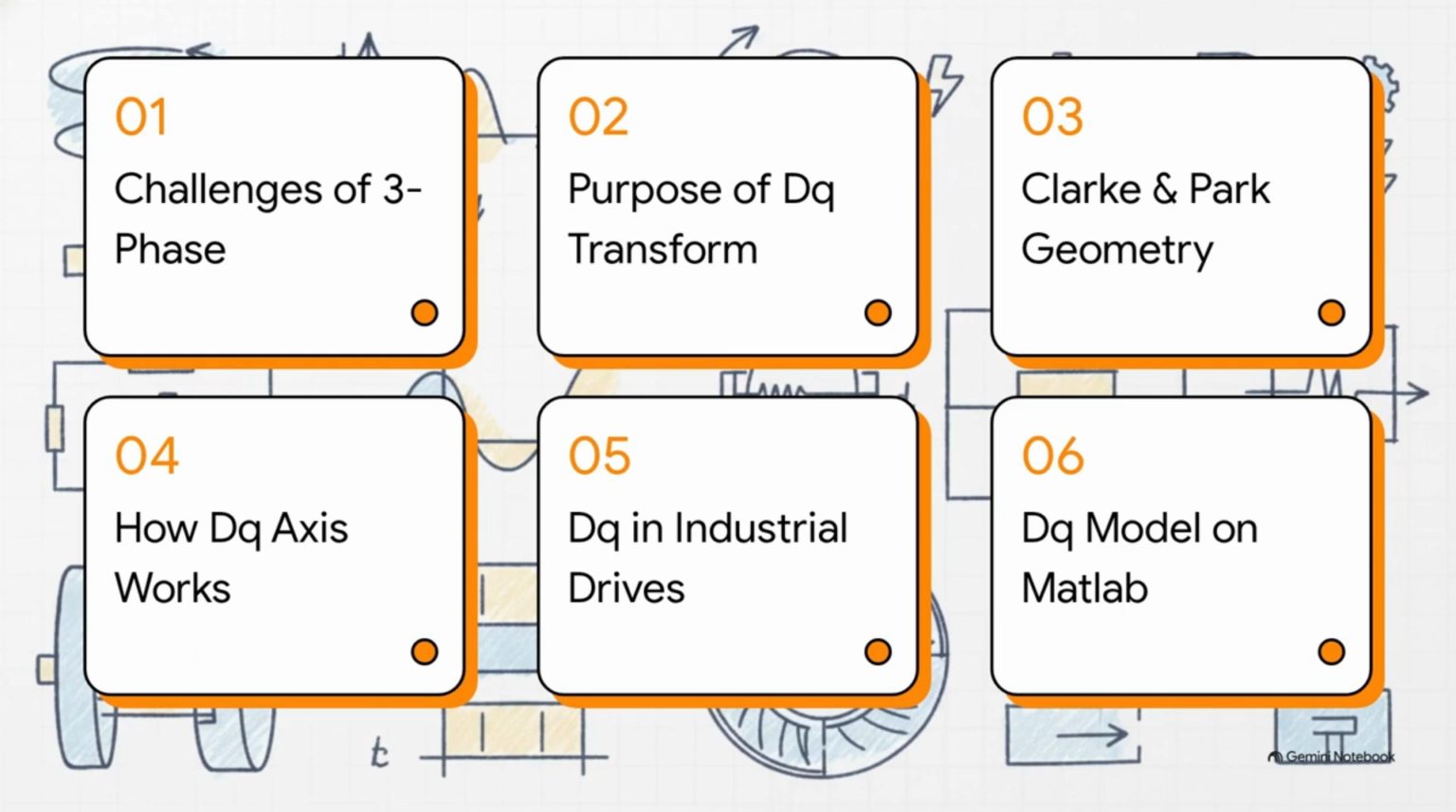Okay, so here's our game plan for today. We'll start with the challenges of the three-phase system, move into the main purpose of the DQ transformation, then look at the Clark and Park geometry. After that, we'll see exactly how the DQ axis works, how it's used in industrial drives, and finally, we'll wrap up by building a DQ model on MATLAB.